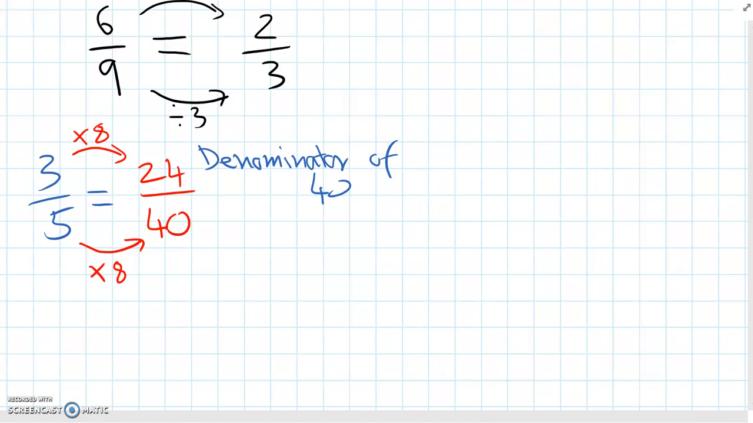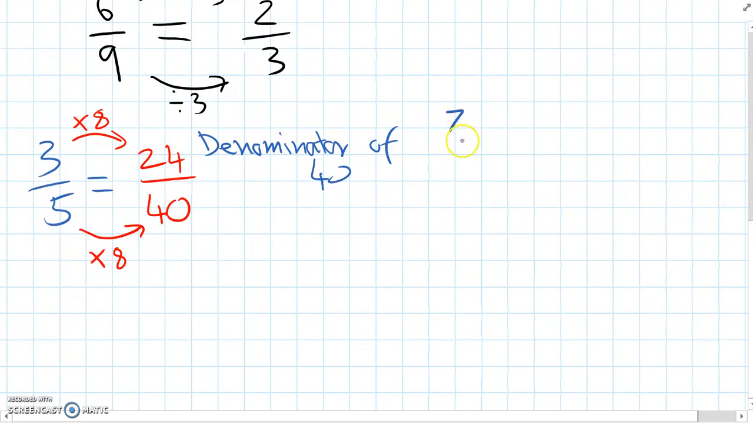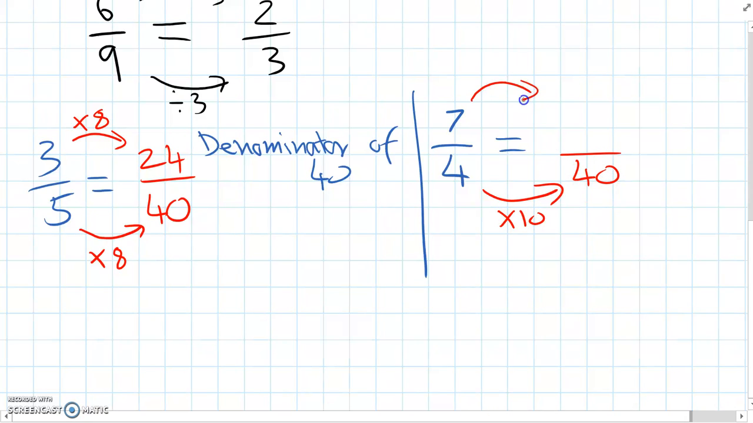And here's another one that we want to make a denominator of 40. We have 7/4. So how do we go from 4 to 40? Well, we know that 4 times 10 is 40. And what we did to one, we do to the other. So we multiply the numerator by 10 as well. 7 times 10 is 70. So 7/4 is equivalent to 70/40.